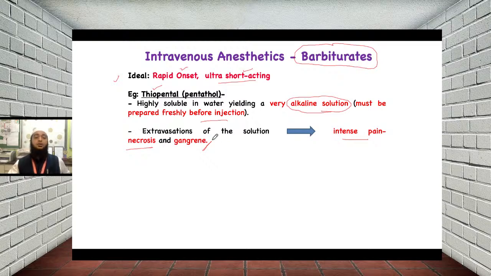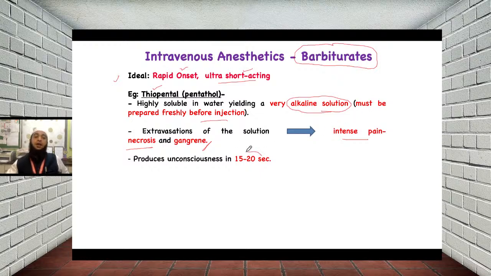So what precaution do you have to take as an anesthetist? You have to see that you are giving the injection exactly into the blood vessel. It should not go out of the blood vessel. If it goes into the tissue, then in those particular tissues it is going to produce intense pain, necrosis, and gangrene. So this precaution has to be taken, and you have to be very cautious while giving the injection of thiopental.